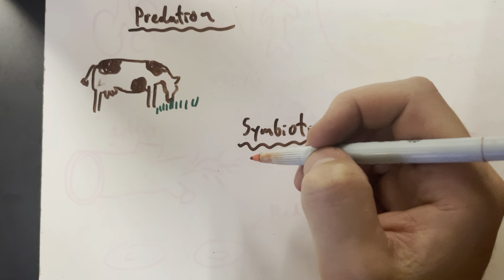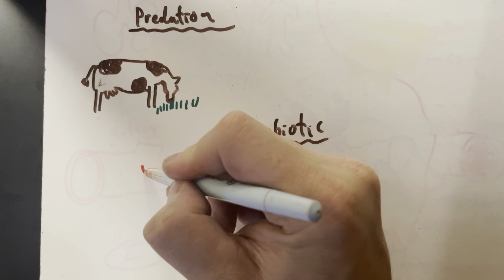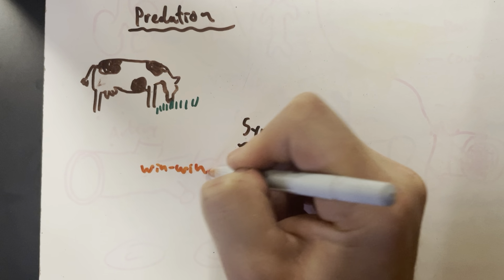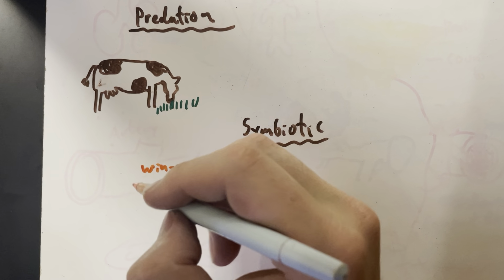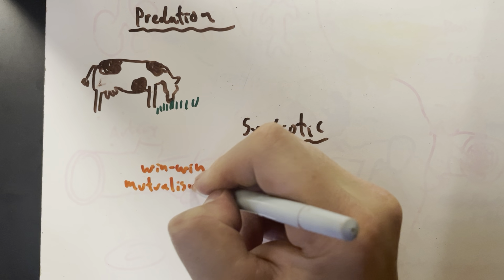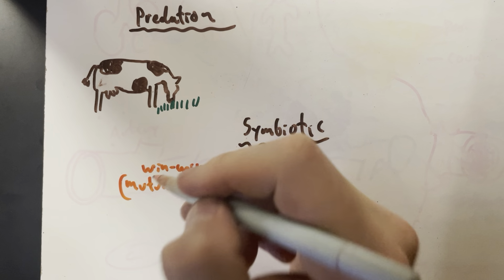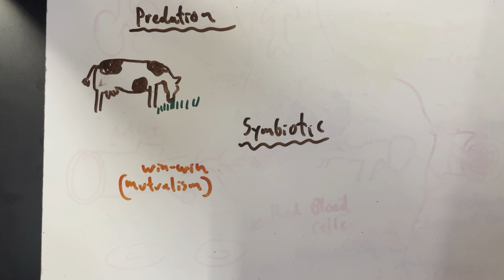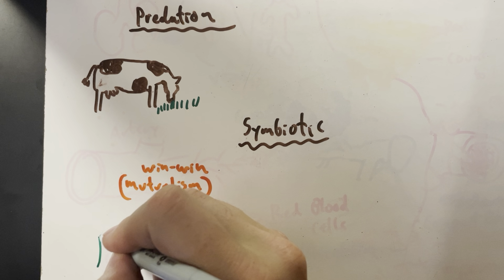Symbiotic relationship. There we go. So there's 3 types of symbiotic relationships. The one we're talking about with pollination is the win-win. It's called mutualism. And in this situation, we have like a flower thing.